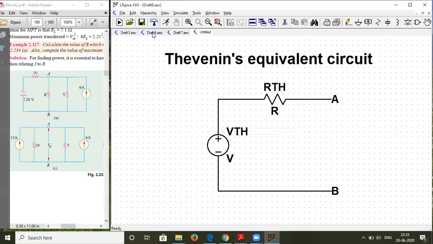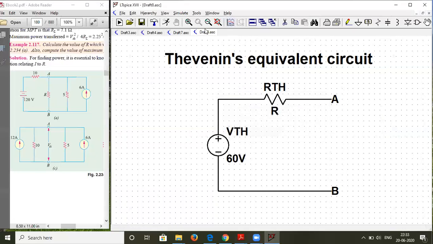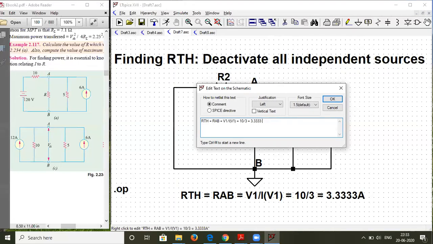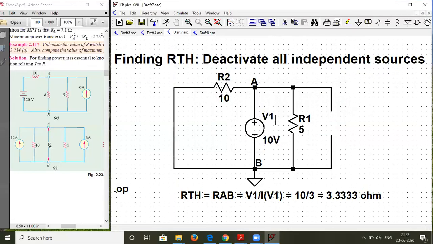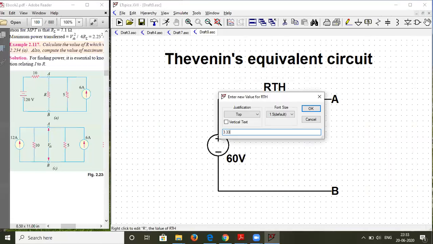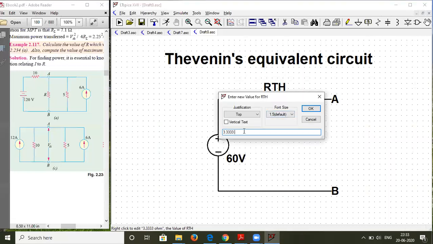Now let us check the value of VTH. VTH is coming out to be around 60 volts, and RTH came out to be, sorry, it's 3.33 ohms. It's voltage divided by current. So kindly correct this mistake. Resistance unit is ohms. So this is 3.3333 ohms, or we can just write it as 3.33.